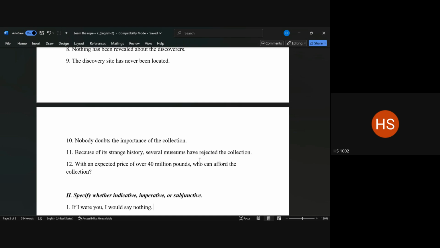So the more natural way of writing it would be: with an expected price of over 40 million pounds, by whom can the collection be afforded? That would be the natural structure of the sentence, right? Why should "by whom" come first? Is it not at the end of the sentence? No, because this is a question sentence, right? In a question sentence, ideally the question word has to come in the beginning, right?